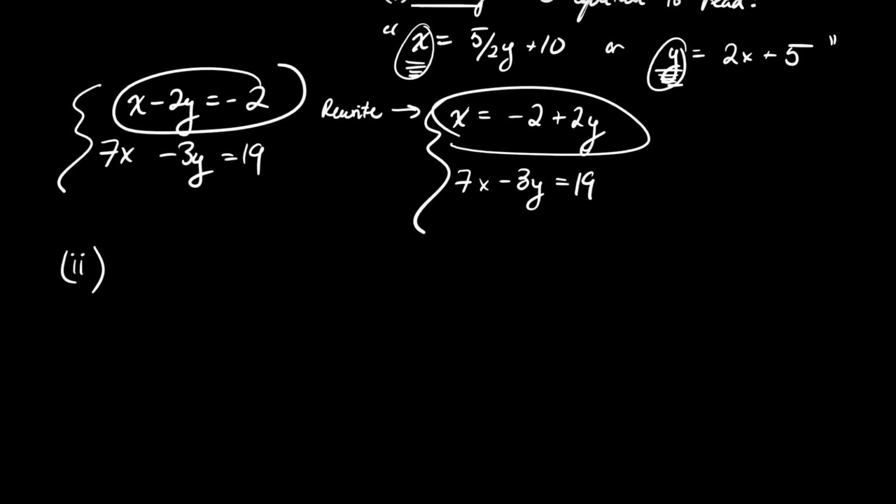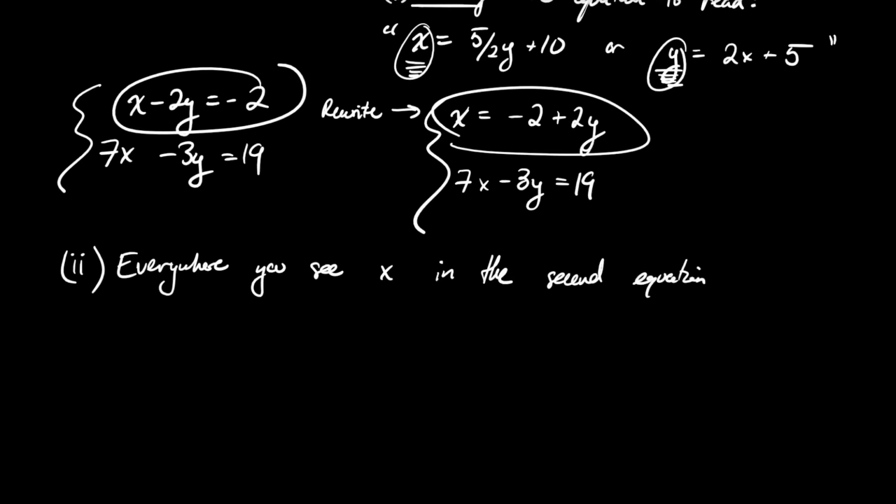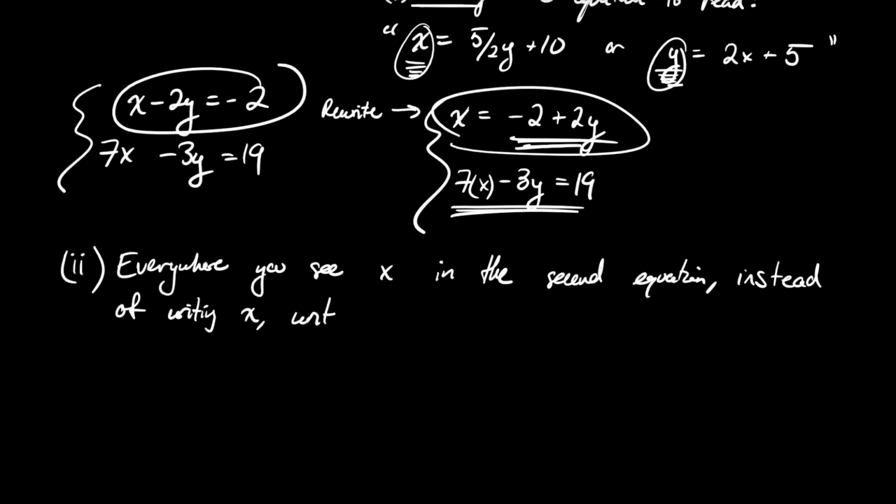Step 2 is, now that you have this written so nicely, x is the same thing as this expression. Everywhere you see x in the second equation, instead of writing x, because remember the whole issue down here is that we can't find y from it because x is stuck in there too, write out this expression that x is equal to. And by the way, you want to do this in parentheses because x is equal to this group right here.